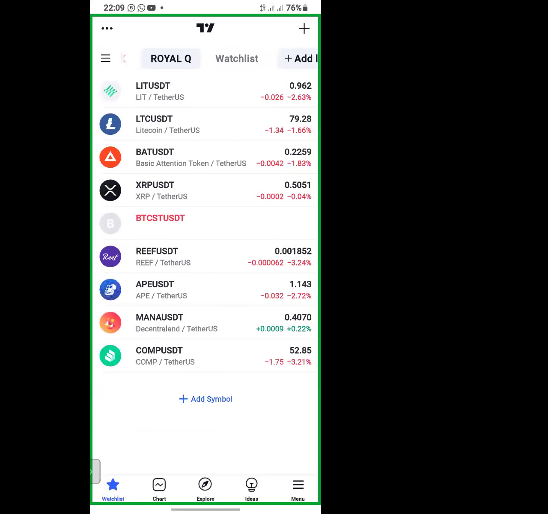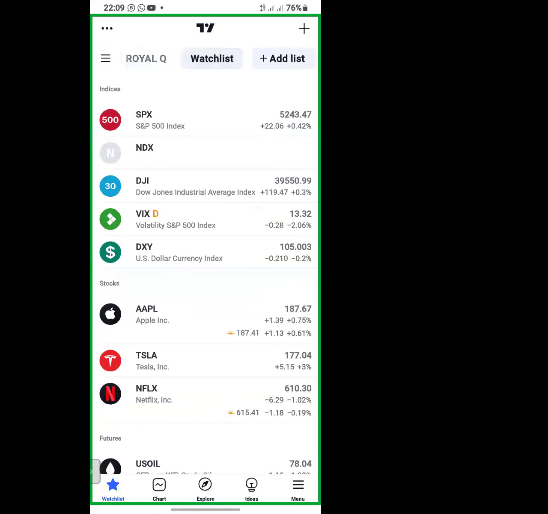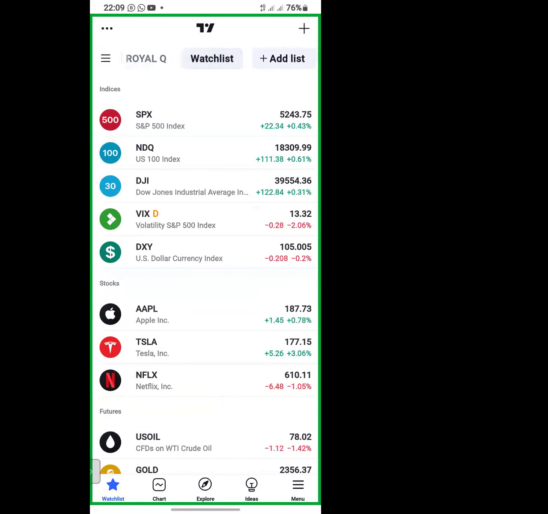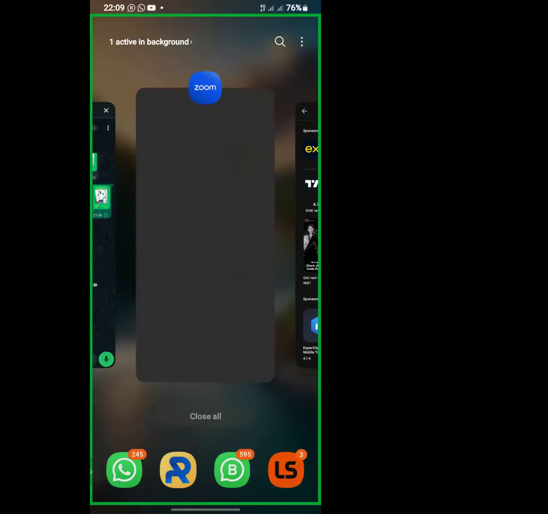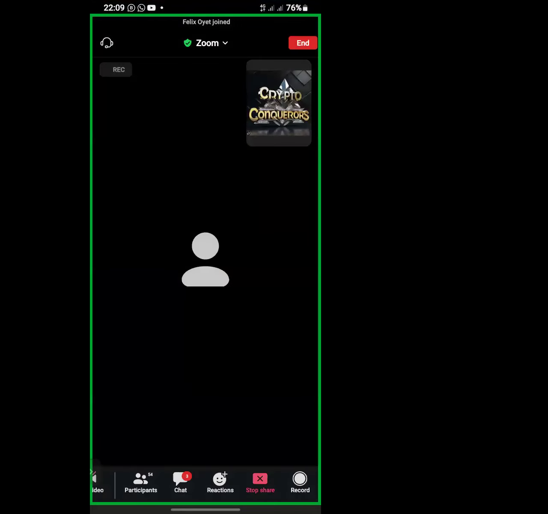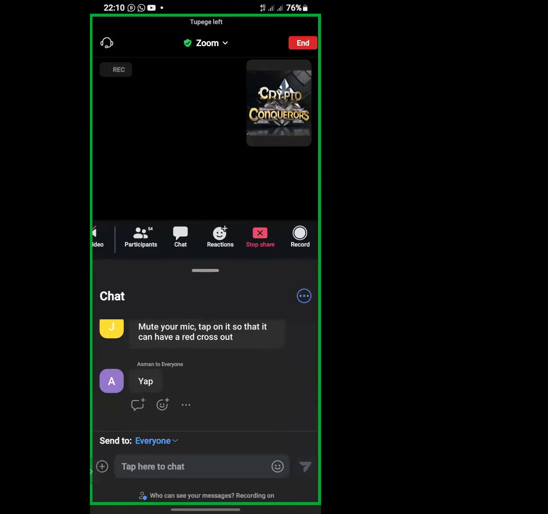Okay. When you open your TradingView, this is how it is going to appear. Let me hope we are all together. You can hear me and you can see my screen before we start off. You can type in the chat. Someone says no voice. Guys, can you hear me? Am I loud and clear? Okay, let's carry on.